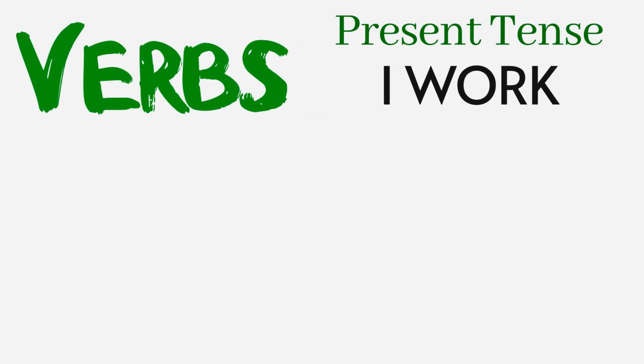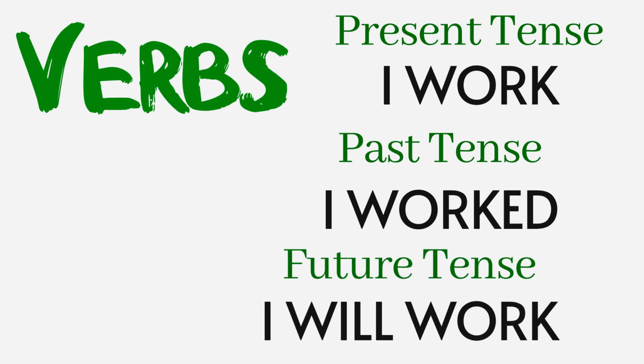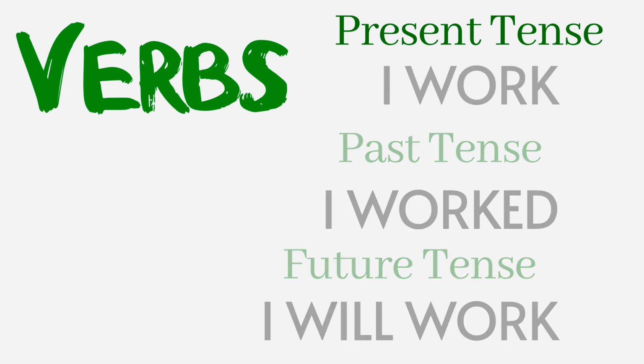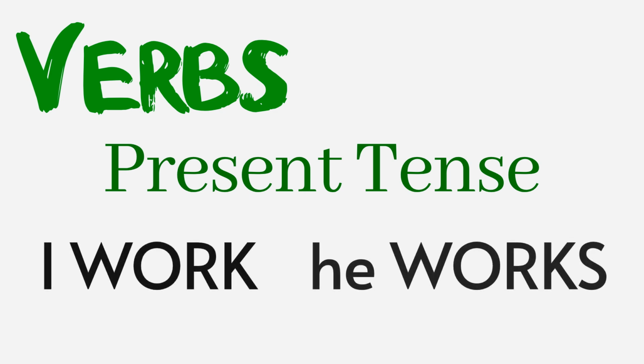Verbs have different tenses. In English, we have the present tense, I work, which is for things happening now. A past tense, I worked, for things that happened in the past. A future tense, I will work, for things that will happen in the future, and several others. Today, we are going to learn Hebrew's present tense, which describes things going on now. In English, I work and he works are examples of the present tense.